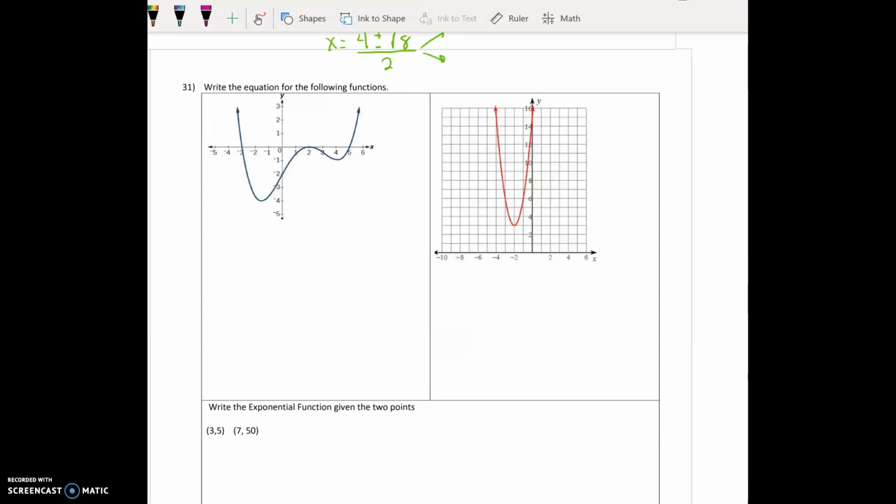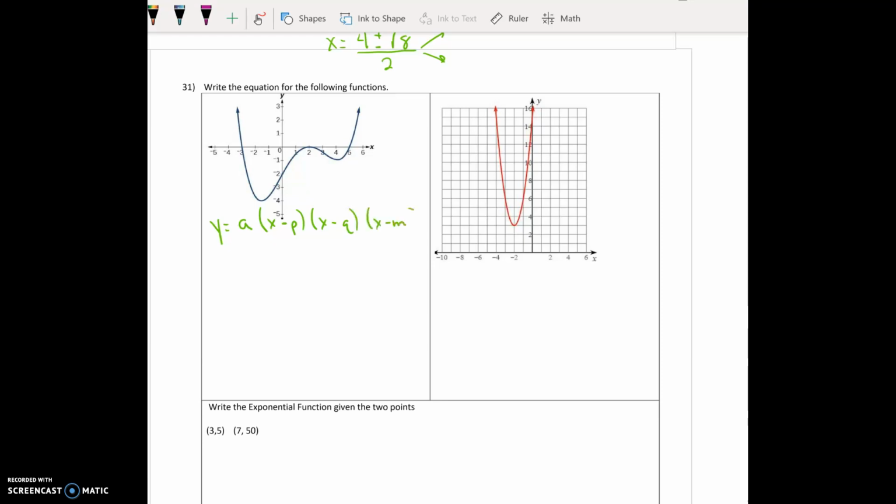All right, so moving on to question 31. Here we're going to be writing a function in factored form. And when we're done, it's going to look something like this. Y equals, we're going to have a number for a, and then we're going to be figuring out what our factors are. And as we do this, I'm just picking random letters.